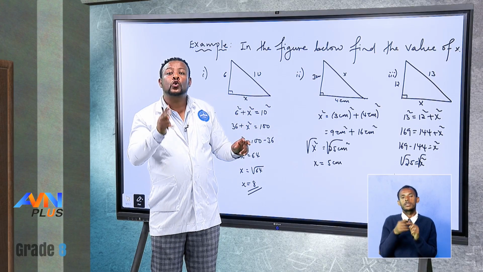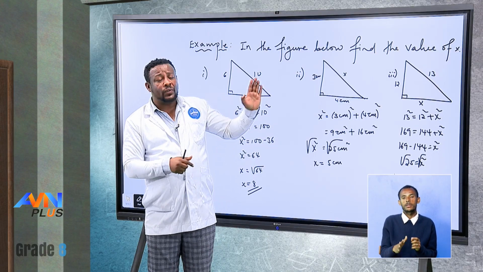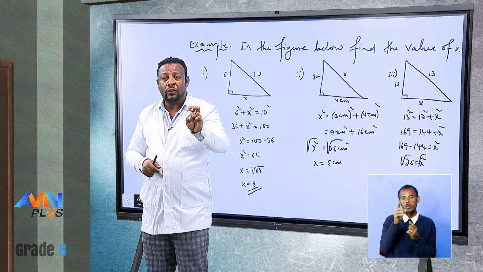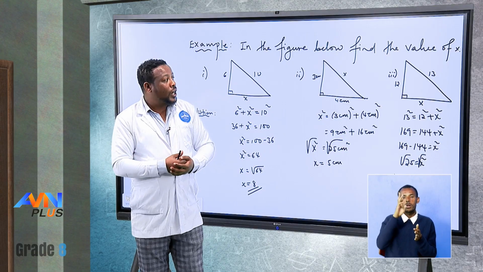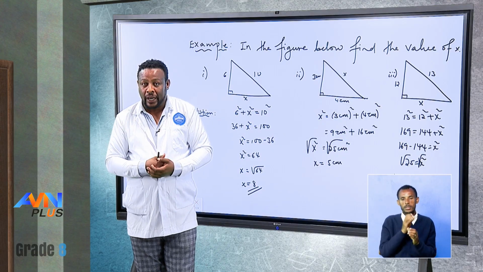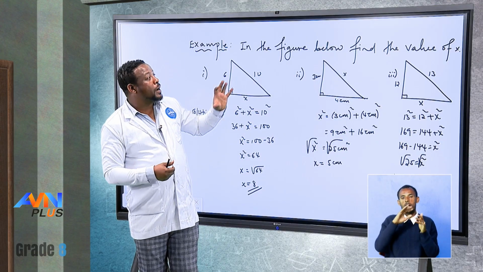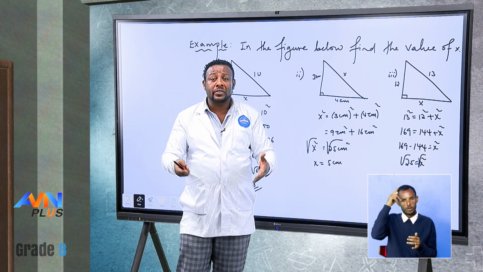But there should be two sides. Okay, in each of these situations, you need to have two sides of a triangle so that you will be able to calculate the third unknown side. Okay, this is how we can apply Pythagoras theorem.